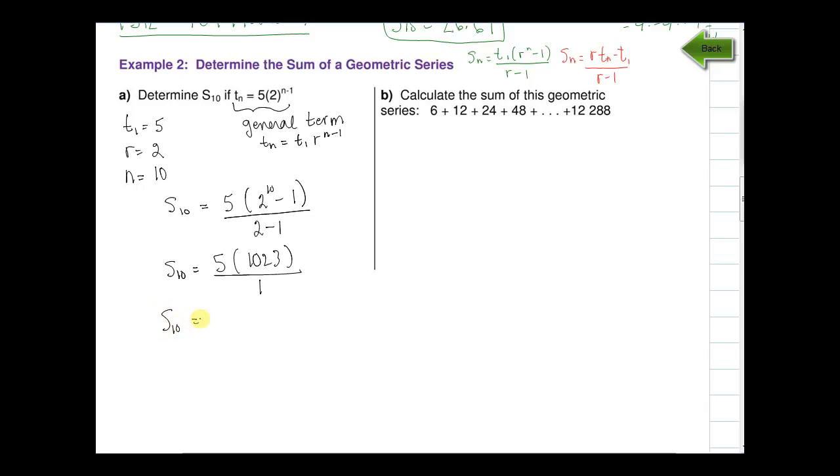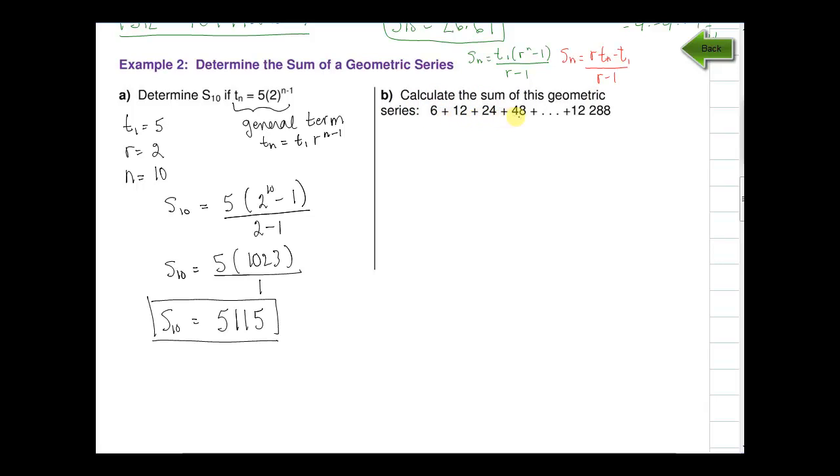Okay, so you're going to go 5 times 1023, and you should get 5115. So the sum of the first 10 terms is 5,115.